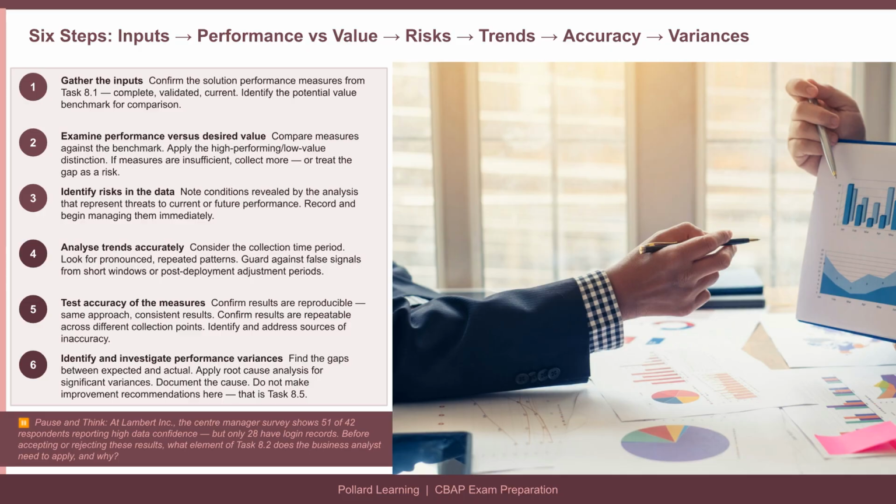Note conditions that represent threats to current or future performance. Record and begin managing them immediately. Step 4. Analyze trends accurately. Consider the collection time period. Look for pronounced, repeated patterns. Guard against false signals from short windows or post-deployment adjustment periods.